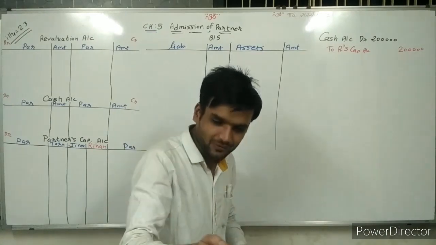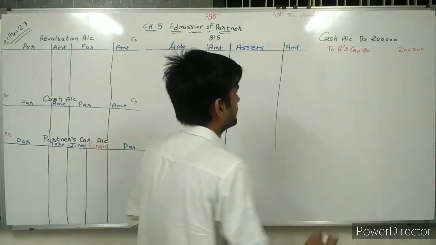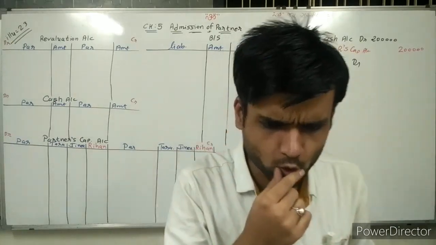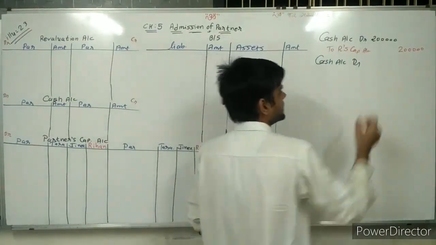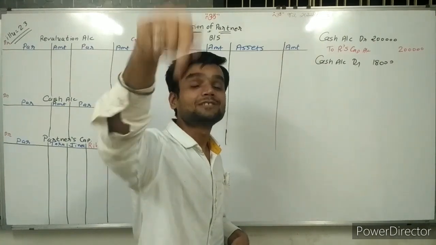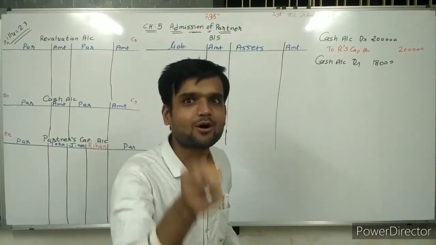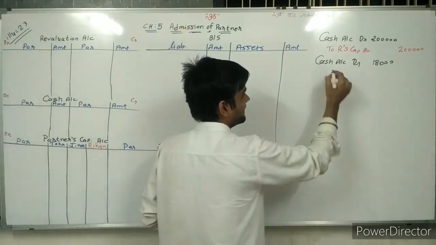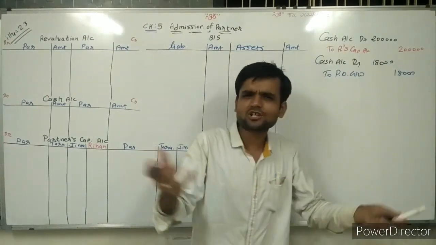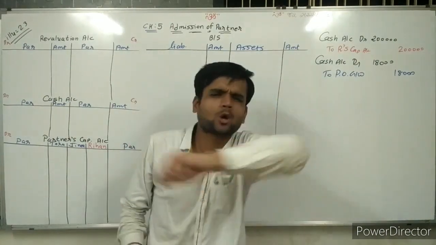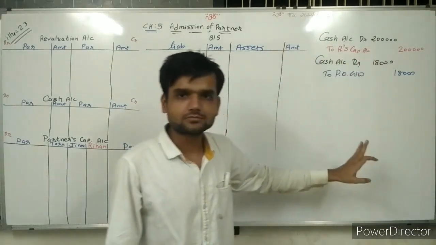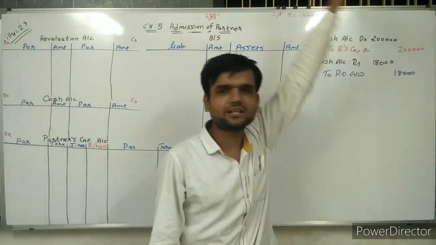Second journal entry is also simple. Cash brought, so again writing cash account debit. Sir, 20,000? No, 18,000 rupees, sir. So write down 18,000. But what is this amount for? Remember, sir, it's a goodwill amount. Goodwill brought in cash means premium of goodwill account is credited. So here, to premium of goodwill, 18,000 rupees. These two journal entries are very easy, always do them. Cash account is debited in both these situations. If capital is brought, capital is credited. If goodwill is brought, premium of goodwill is credited.